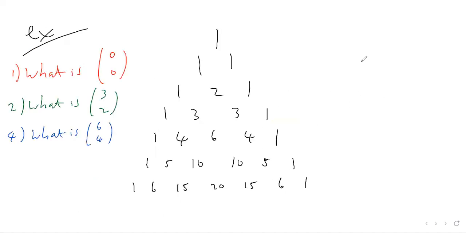So actually, let's look at some examples to help out. What would be 0, 0? So in other words, what would be 0C0? What would be that value? So it's going to be row 0. I'll write the answers over here.